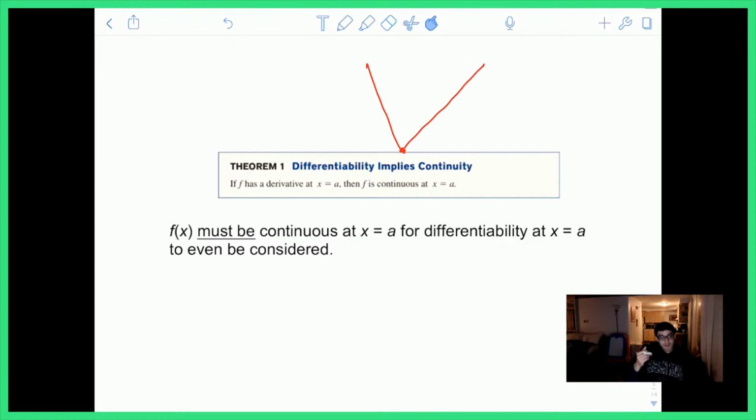Also, just make sure that f of x is continuous before you even consider differentiability. So if you're looking at a graph and I'm asking you questions about differentiability, if it's not continuous, then you don't even have to bother answering those questions.